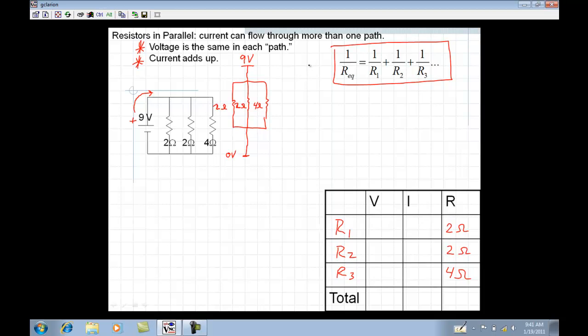We want to find what this would look like if I took this 9-volt battery and broke it down or made it so that I had just one resistor. So we've got an equation for that, and it's this equation up here. So my equivalent resistance is 1 over R equivalent is going to be equal to 1 over R1, which we'll call 2 ohms.